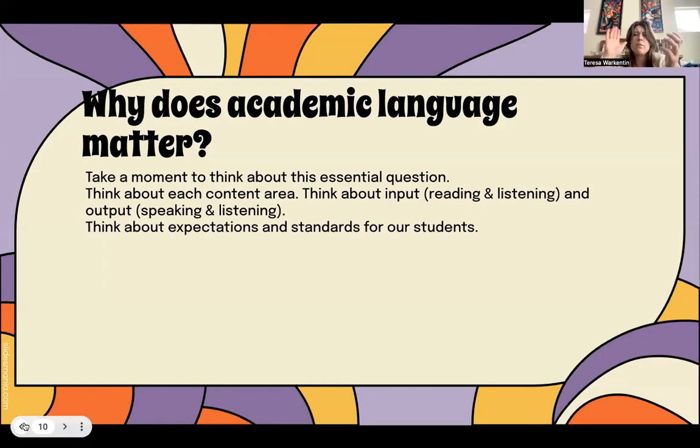So why does this matter? Who cares? Right? We talk about accepting all language, translanguaging, accepting non-standard language. But then I'm here telling you all this is really important. So just take a minute and think about it.